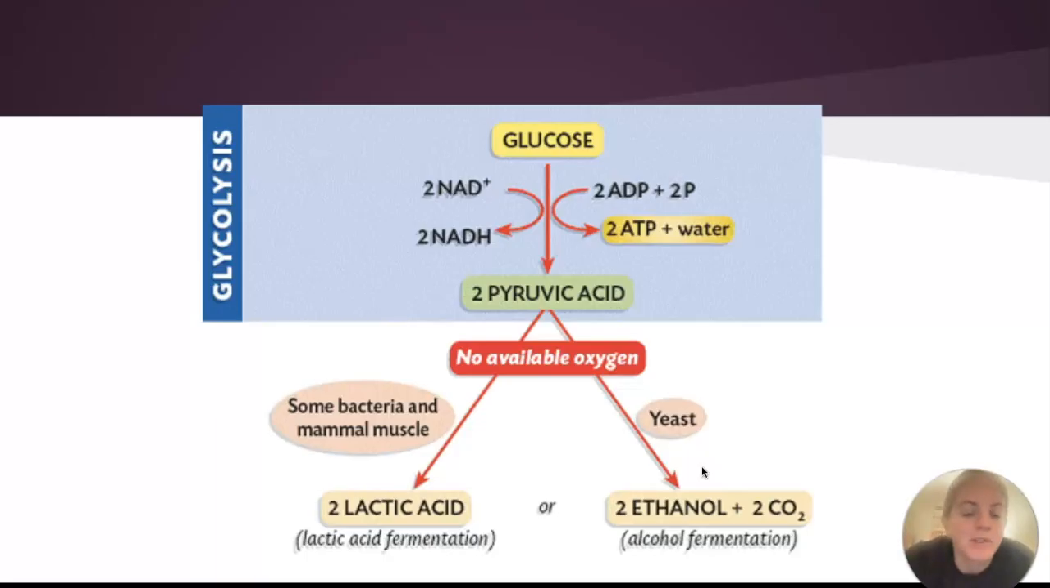The other option, which is done by some bacteria and lots of mammals, is lactic acid fermentation. And in this case, the main product is lactic acid. So sadly, we cannot produce our own alcohol. We produce lactic acid, which is something they think contributes to muscle soreness. So that is usually our main byproduct.